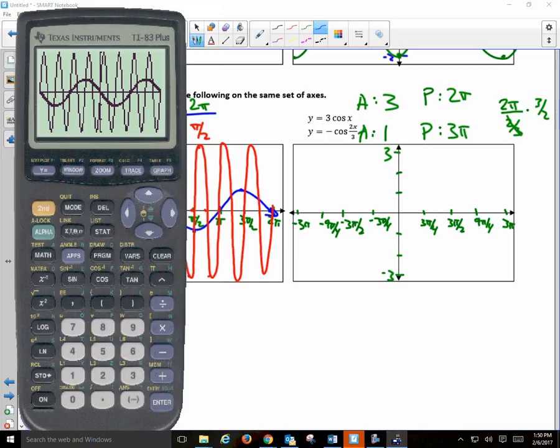Which one do you think I should graph first, the top one or the bottom one? I'm going to graph the bottom because the bottom is stretched out over 3 pi, and that's what I marked out. You see that? So if I'm graphing the bottom one, where do I start? Negative 1.